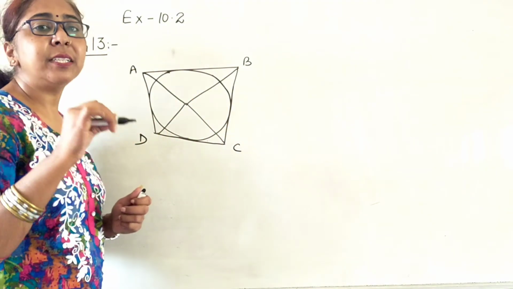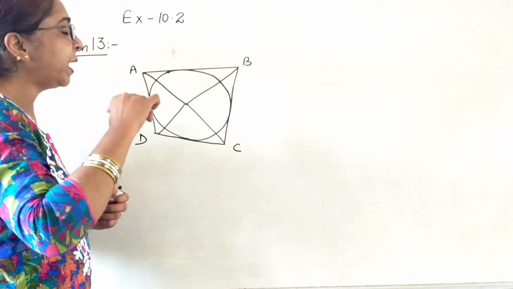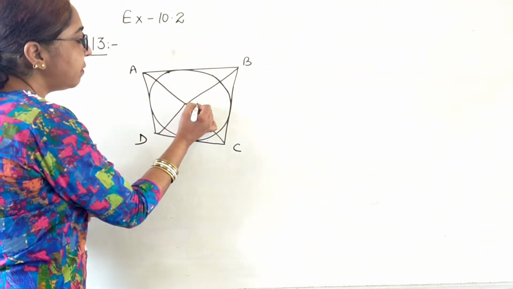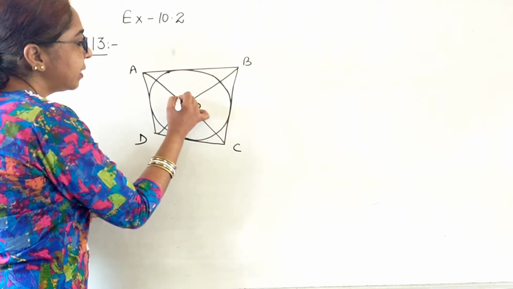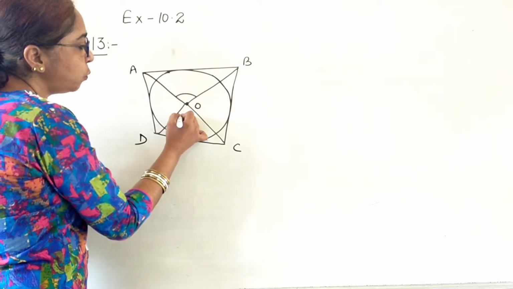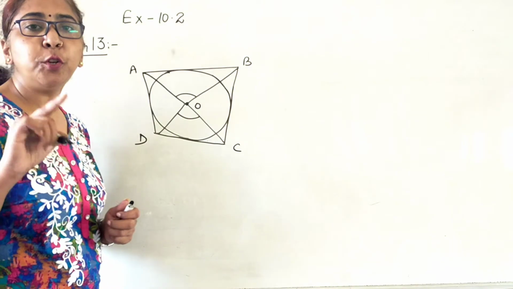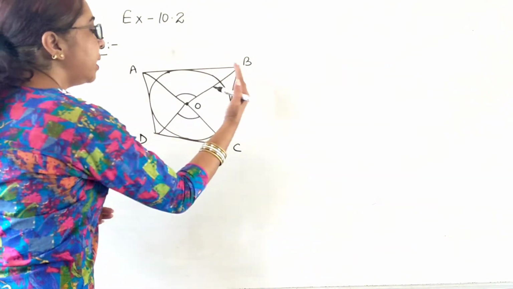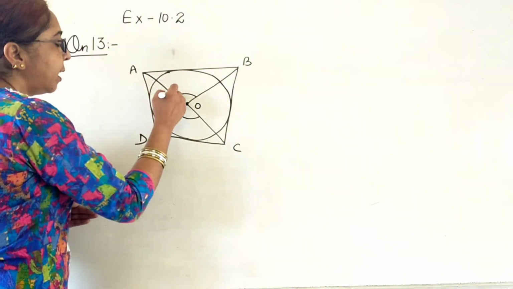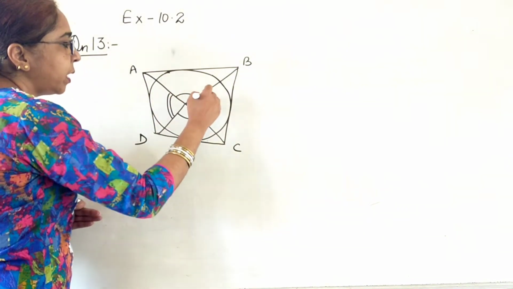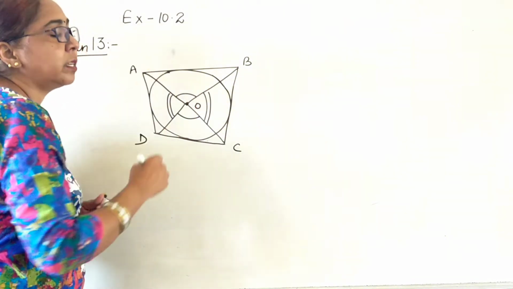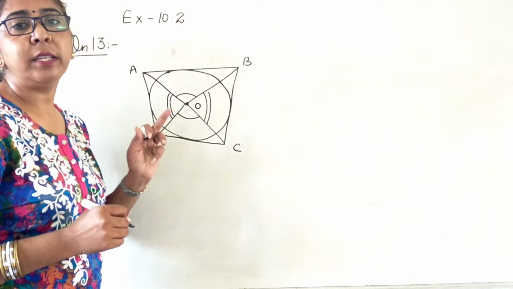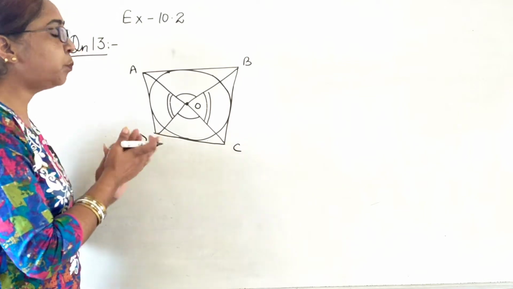BC make a supplementary angle at the center. That means if this is the center, then the sum of these two angles should be 180. This we have to prove. And similarly, for these two opposite sides, that means this one angle and this one angle, the sum of these two angles is also 180. Right? So we have to prove this.